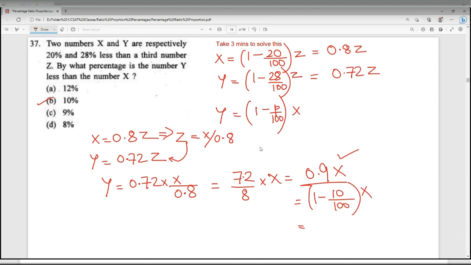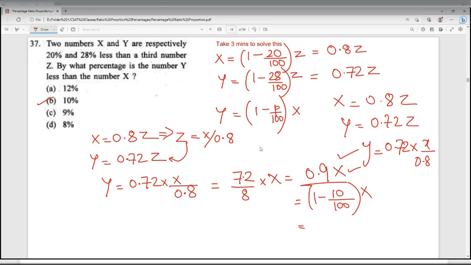Or you can convert it into this form, but I would suggest that once you get used to this number itself, you can directly substitute here. If I were solving it in real time, I would write x is equal to 0.8 z, y is equal to 0.72 z, and then y is equal to 0.72 into x by 0.8, and this is 0.9. This is 10% less than x. This is how I would solve it, but to explain it to you, I took this long route. I hope you understand the concept here.